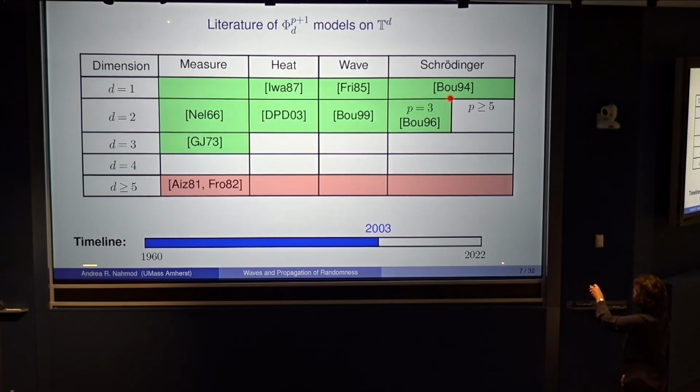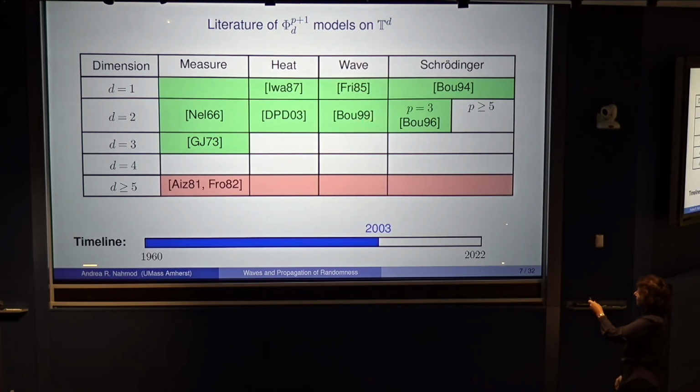This is 94. Then in 96, he proved that for the 2D Schrodinger equation you have a measure, but only when p is 3, though the measure exists for any p. But he only could prove it for p equals 3. That was actually a huge breakthrough. This result is a huge breakthrough with respect to this one. And then he also proved it for any p in the wave equation in 99.